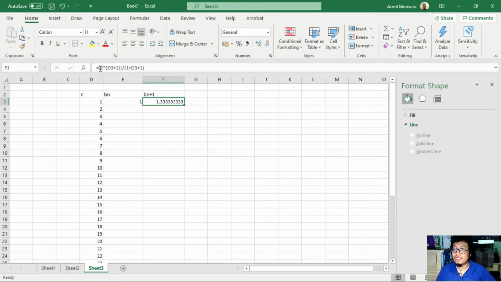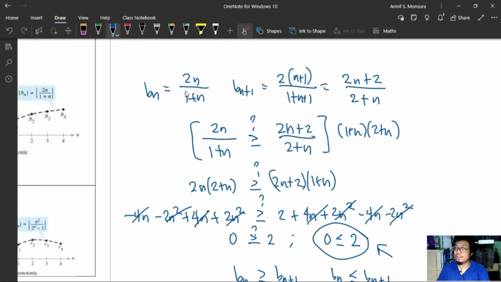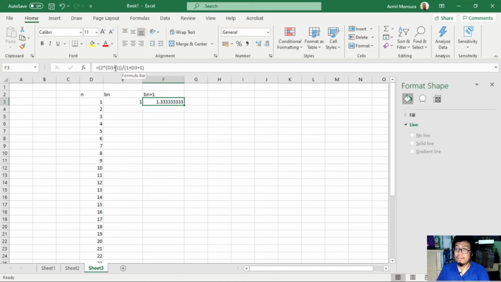Okay, while this is 2n plus 1 over 1 plus n plus 1. So again, your general term, or your n term, is 2n over 1 plus n. So this would be your b n plus 1. So this is what you can see here in this formula. Again, this and this.